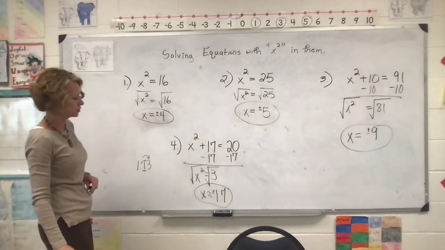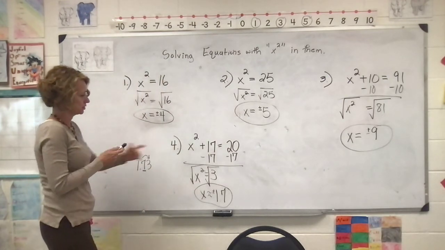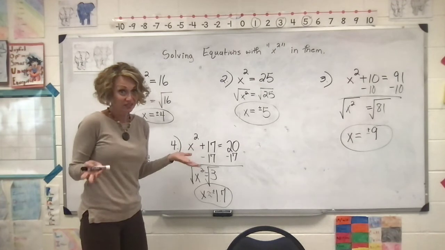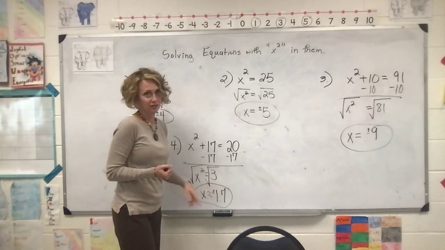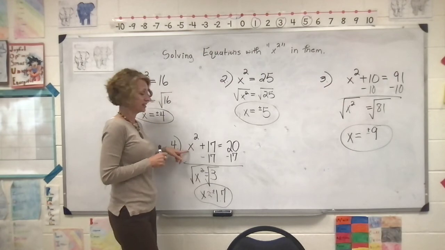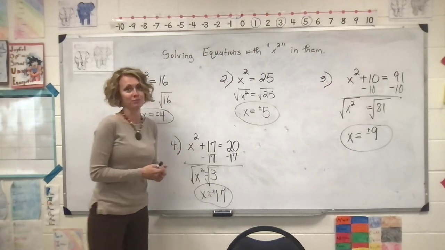So the solutions for these equations are really that I have 2 of them. I've either got a positive 1.7 or a negative 1.7. Because if I plug that in and square it, I know that it's going to become positive.